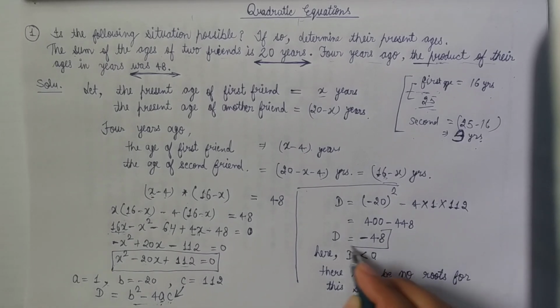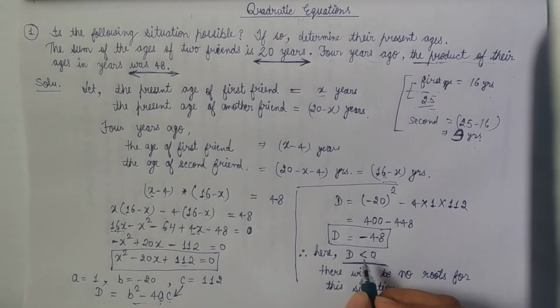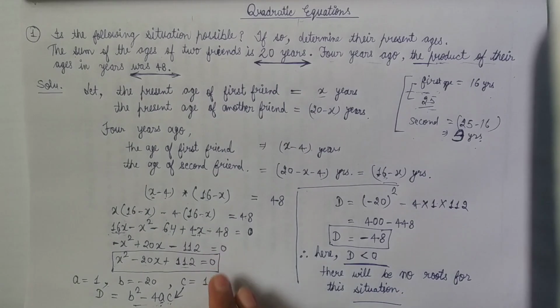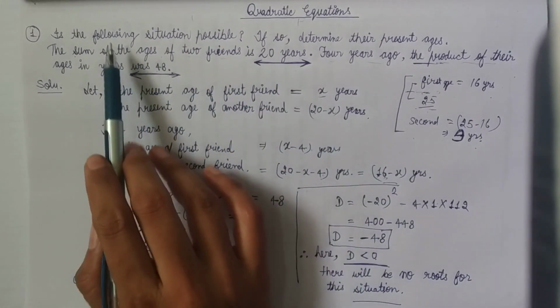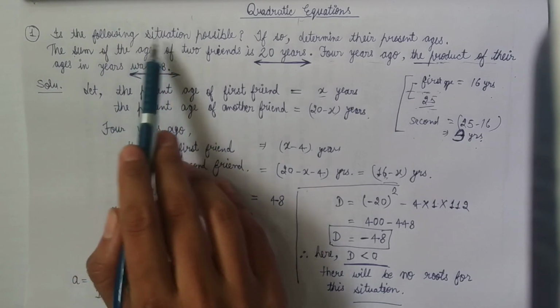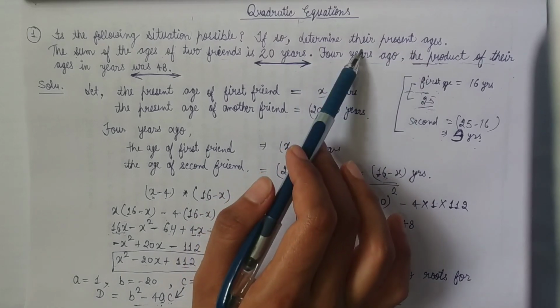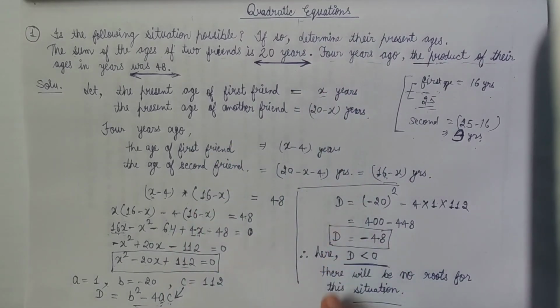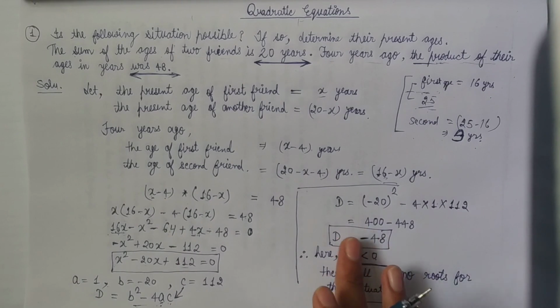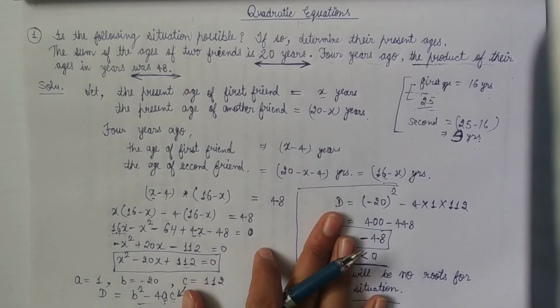Okay, I hope you get this. And we have described here the reason. We explained here why we don't have roots for this situation. That's why in the starting it is given here that if the situation is possible, then determine their present position. But this situation is not possible because the value of discriminant is lesser than 0. That's why there will be no existing roots for this situation. So I hope you got this question.